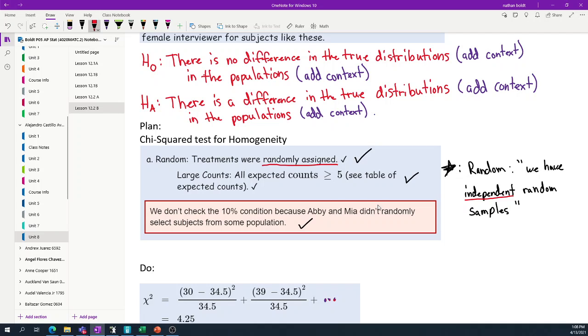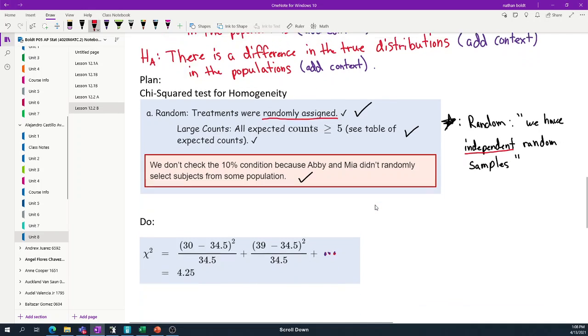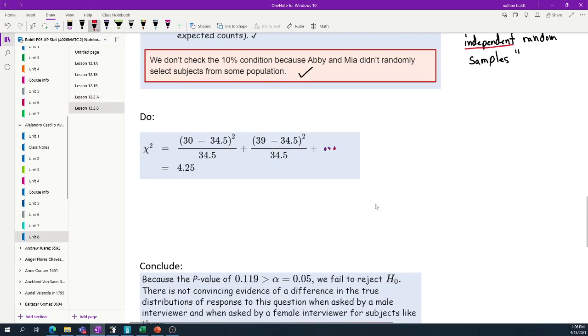All right, there's the conditions. Time to do the do. All right, where do we actually get these numbers? Okay. First, yes, the calculator will do all this for us, okay? It will give us the chi-squared number. It will give us the degrees of freedom. It will give us the p-value. And I'll show you how to do that right quick.